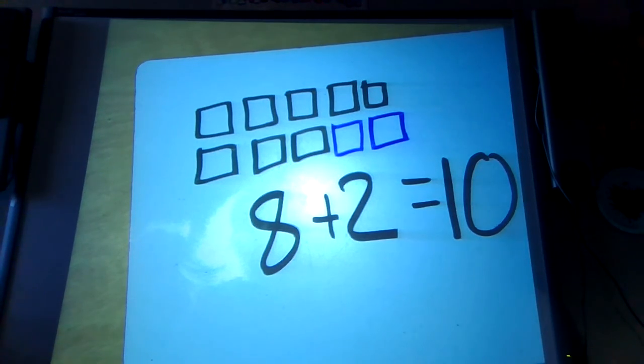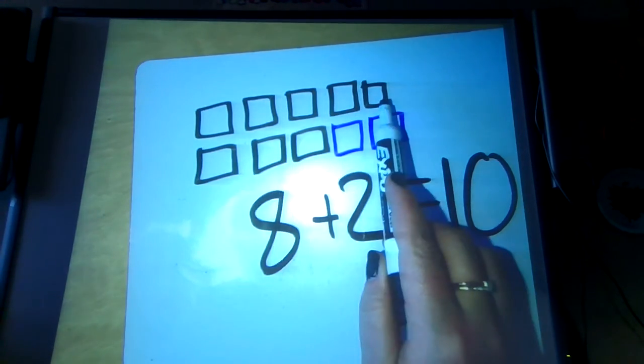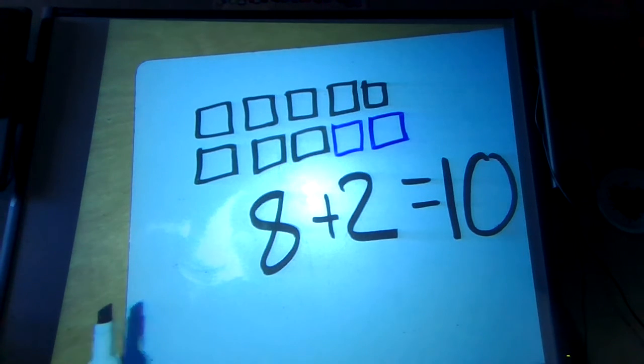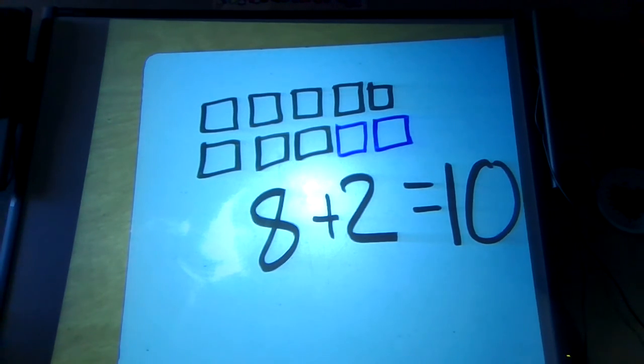Yes, I noticed here that I had a group of 5 and a group of 5. I know that that would fill out my whole tens frame. So 8 plus 2 must equal 10.